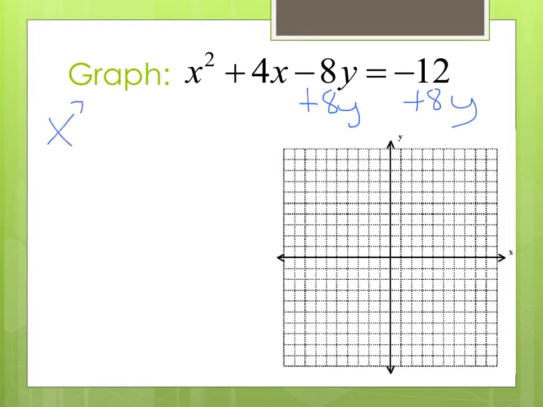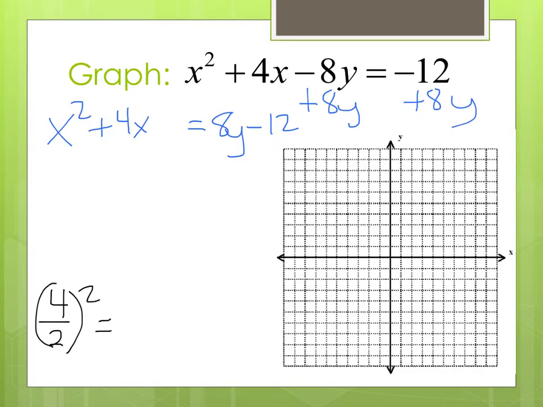Now what I have is x squared plus 4x, I'm going to leave a little gap, equals 8y minus 12. Now I need to find out what to put in this spot here. Well, by completing the square, I'll know what number to add to both sides. I'm going to take my b term, that's my coefficient in front of the x. I'll take that 4, divide it by 2, and square it. 4 divided by 2 is 2. 2 squared gives me 4.